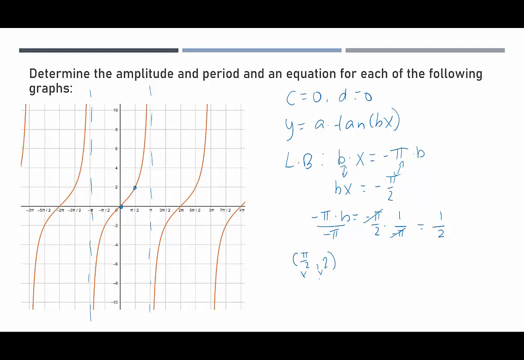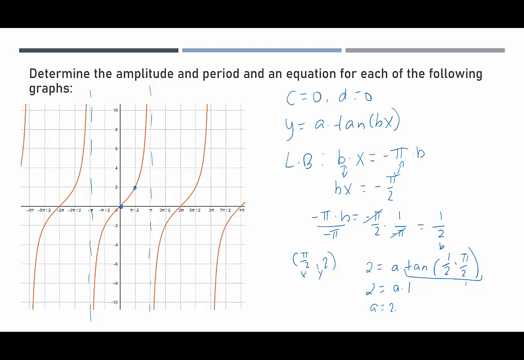So this is x, this is y, this is b. This would give me 2 equals a times tangent of b, which is 1/2 times pi over 2. I'm going to clean this up. 1/2 times pi over 2 is pi over 4, and tangent of pi over 4 is 1. So I get 2 equals a times 1, because this whole thing just equals 1, which indicates to me we have an amplitude of 2.